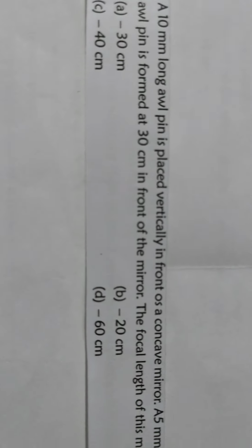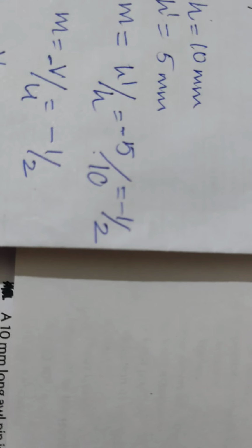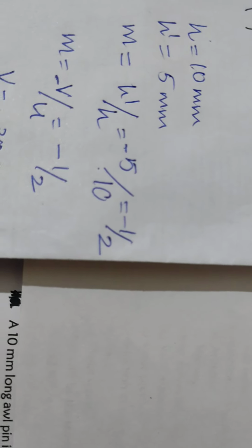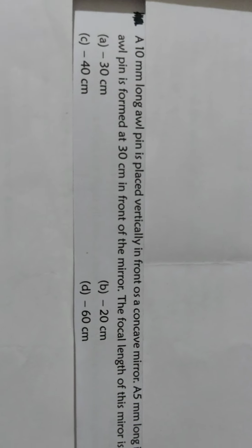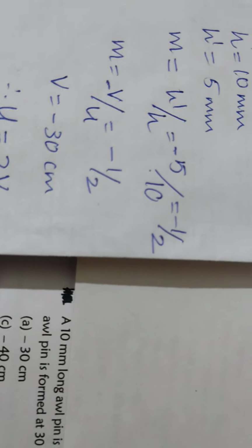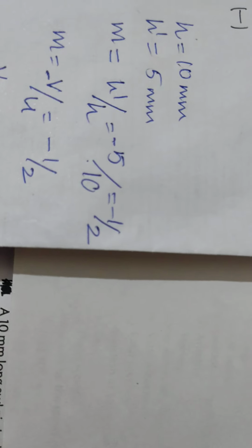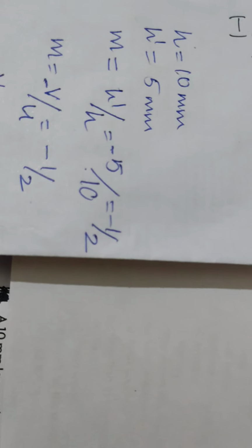A 5 millimeter long image of the awl pin is formed. 5 millimeter long means h dash is 5 millimeter. So h is 10 millimeter, h dash is 5 millimeter, and it is formed in front of the mirror at 30 centimeter. We know that whenever the image is formed in front of the mirror, it is always real and inverted, and hence while finding out the magnification by using the formula m is equal to h dash upon h, I have taken height h dash as minus 5 by convention.